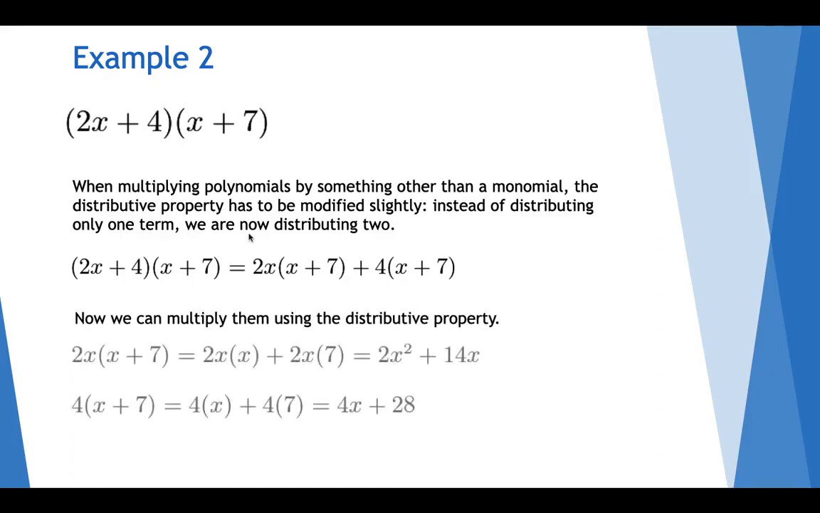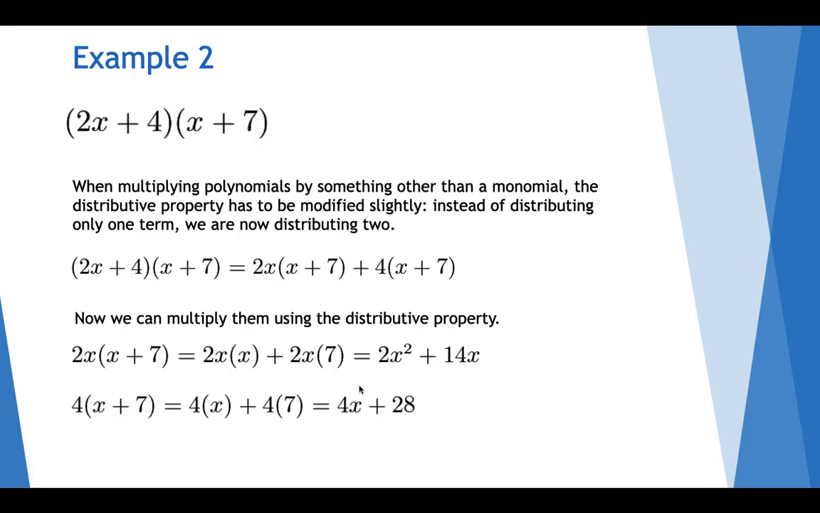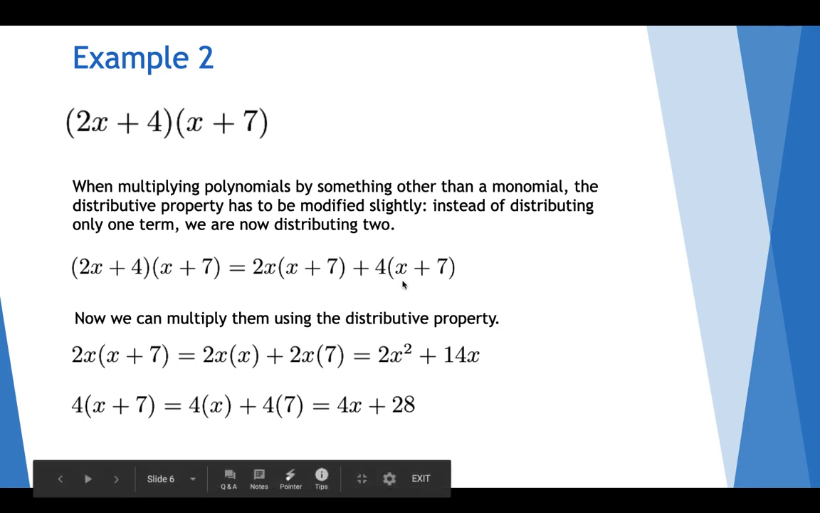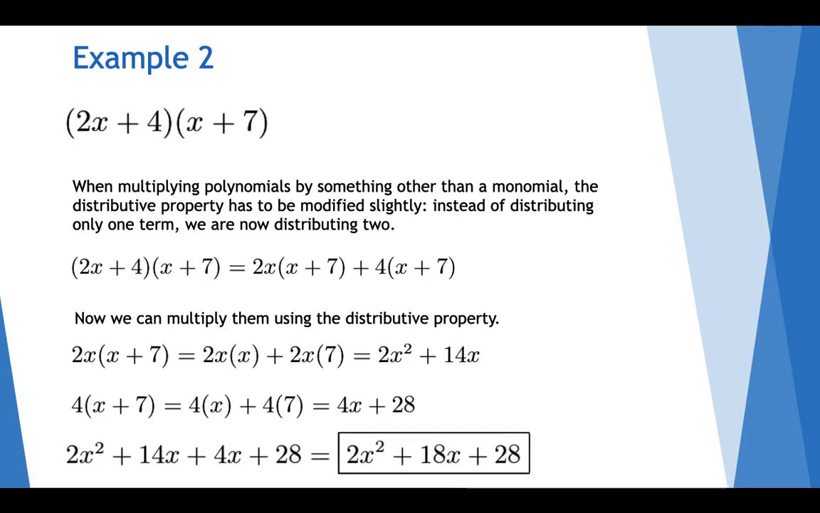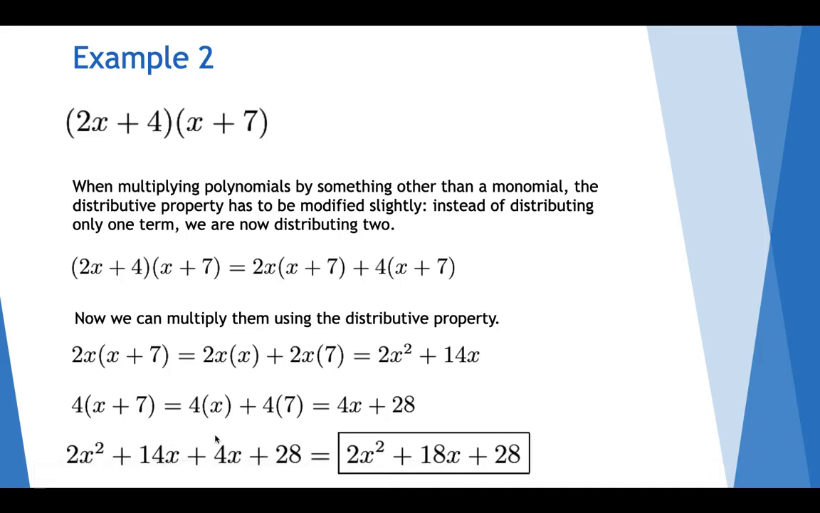Okay, so this one will get us 2x times x plus 2x times 7, which gives us 2x squared plus 14x. Following the same logic for this one, we'd get 4x plus 4 times 7, which gives us 4x plus 28. Now adding these two up, we'd get 2x squared plus 14x plus 4x plus 28. These like terms combine, and we get 2x squared plus 18x plus 28.